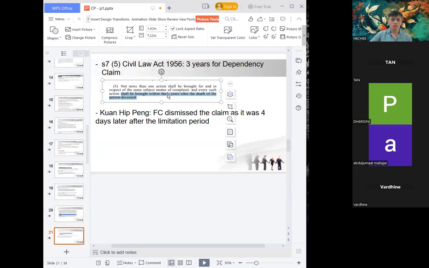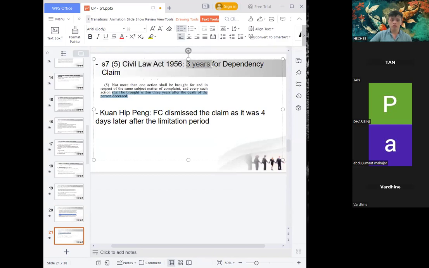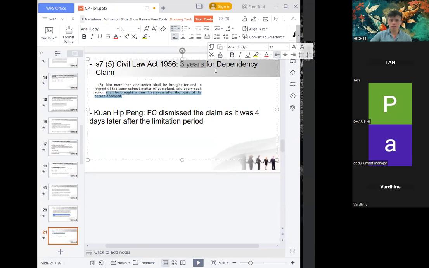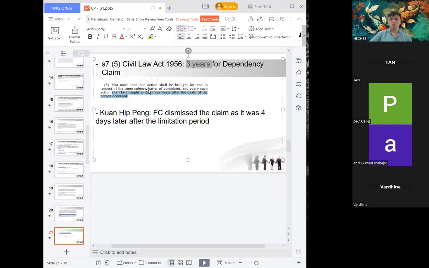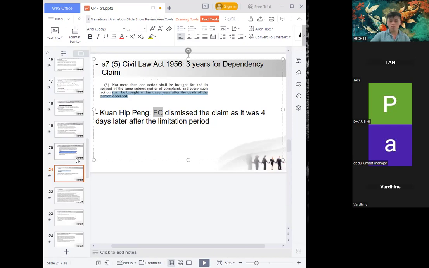Okay, let's see our friendly section, the Civil Law Act 1956. 3 years is the limitation for you to bring any dependency claim. The dependency claim is that when anyone died, and you are bringing the action in the capacity of their children or whatever else, you have only 3 years from the date of death of the deceased. So this is the case on point, Guan Hit Ping. In this case, the Federal Court dismissed the claim as it was 4 days after the limitation period. So in every single civil action, limitation is very, very important. If you fail to do so, even 1 day is considered too late already.